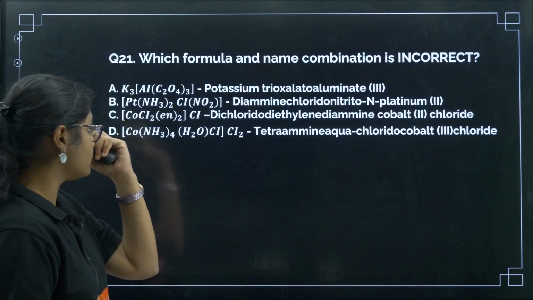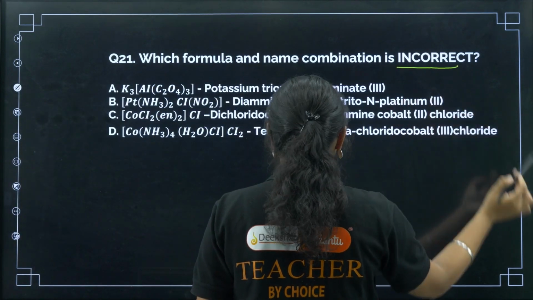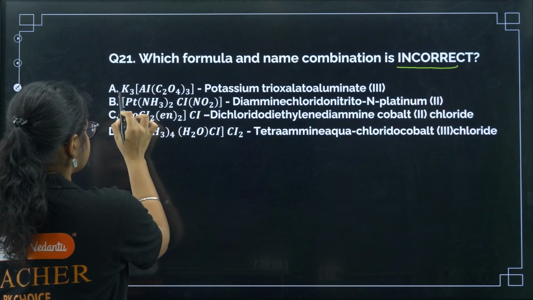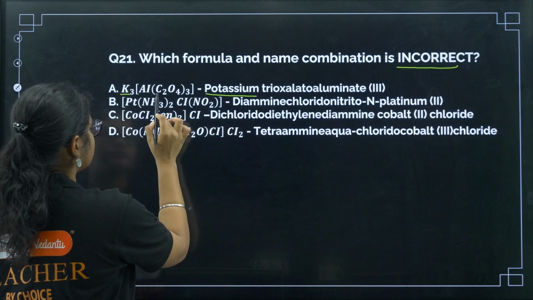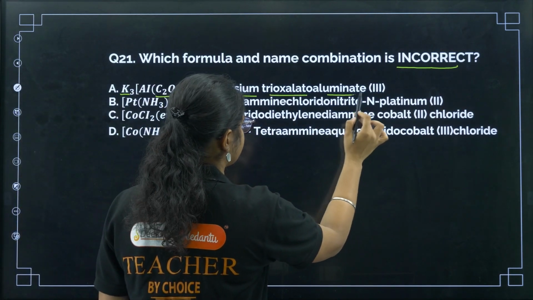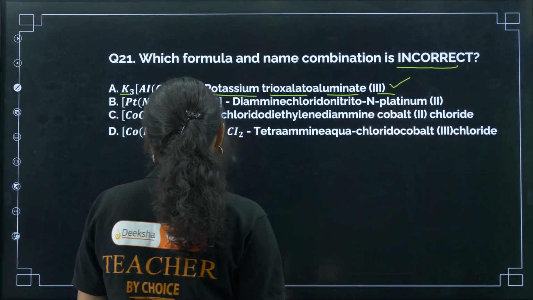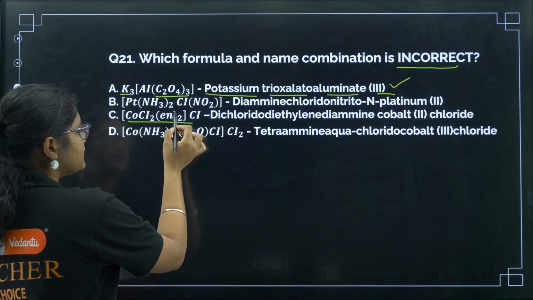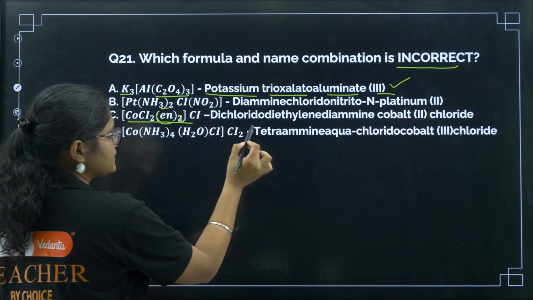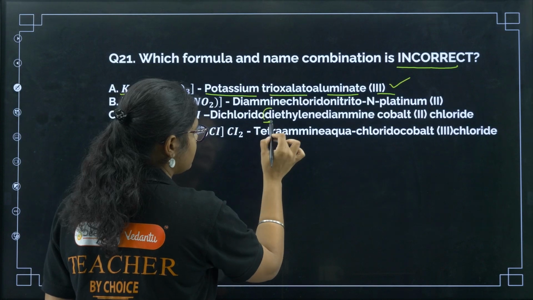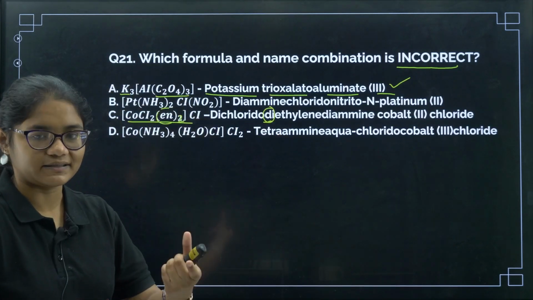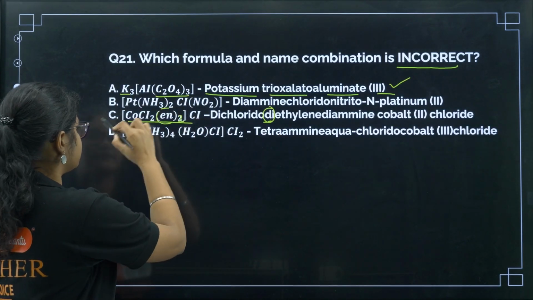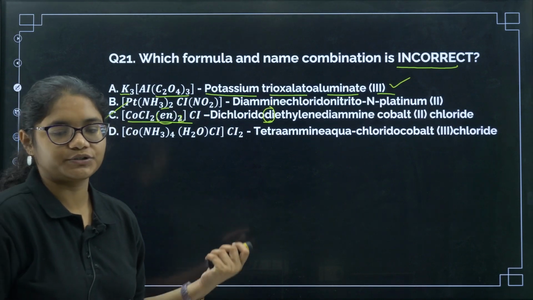Next, which formula and name combination is incorrect? Okay, so first we will see potassium trioxalato aluminate(III). This is correct. Now if you see option number C, I am coming directly to the answer here. This 2 En should be written as bis(ethylenediamine), right? Di will not come. We have to use the word bis. Because it is written di, this is incorrect. Correct answer will be option number C.